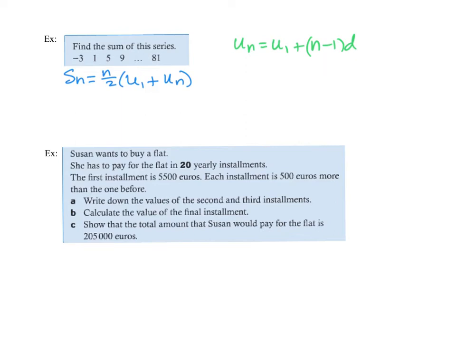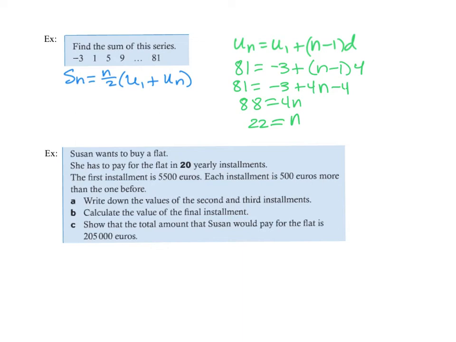So let's go ahead and fill that in. The nth term is 81, and that's equal to our first term of -3 plus n minus 1 times the common difference, which is +4. So let's solve that equation for n. 81 equals -3 plus 4n minus 4. -3 minus 4 is -7, so let's add 7 to both sides and we'll get 88 is equal to 4n. So n equals 22.